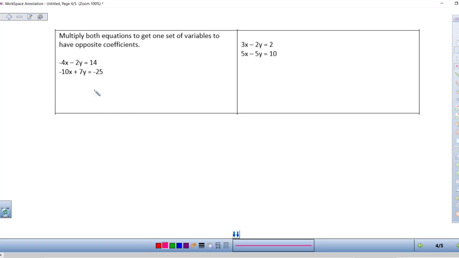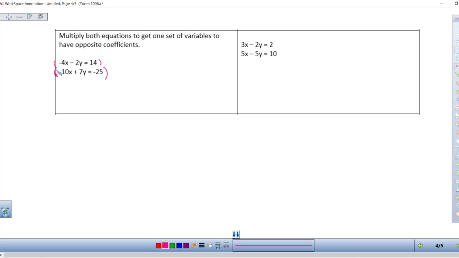Okay, sometimes multiplying one equation just isn't enough, and we have to multiply both equations. Same idea, just a little bit more thinking to get it set up. So 4 I can't multiply to get to 10, and 2 I cannot multiply to get to 7. So that means we have to multiply both equations.